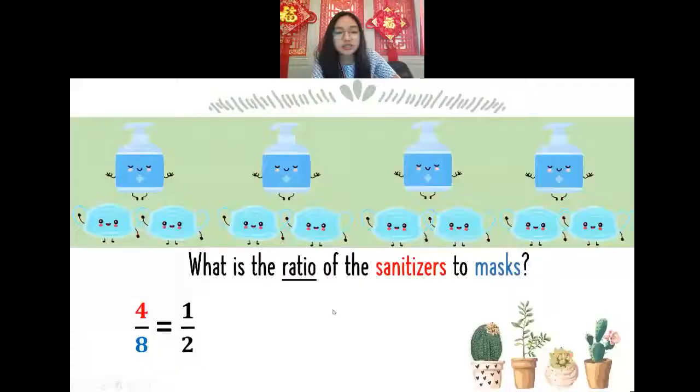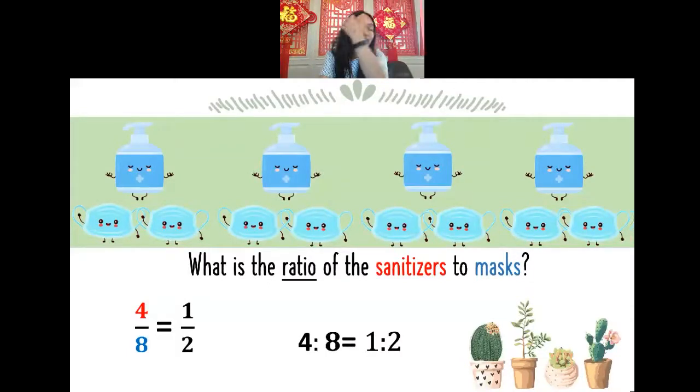Okay, let's proceed. The next one is we could also write it with a colon. So again, there are three forms for our ratio: the word form, the colon form, and the fraction form. You can see there 4 is to 8, or 4:8, is equal to 1 is to 2. Again, please remember the first mention should be the first one written, and the second mention the second one.